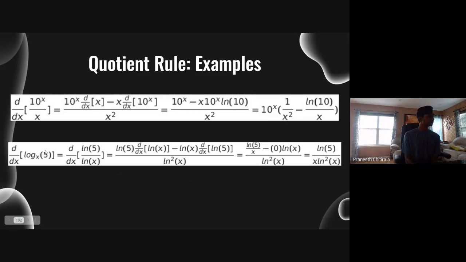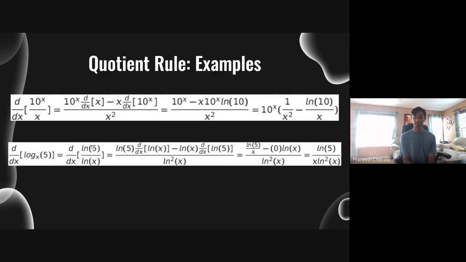Now, this doesn't look like a product function yet, but we can manipulate it to be one. So we can see that we have this derivative here: the derivative of natural log of 5 over the natural log of x. Now this is a quotient function. So the numerator is natural log of 5, and the denominator is natural log of x. So we get natural log of 5 times the derivative of natural log of x minus the natural log of x times the derivative of natural log of 5, all over natural log squared of x.